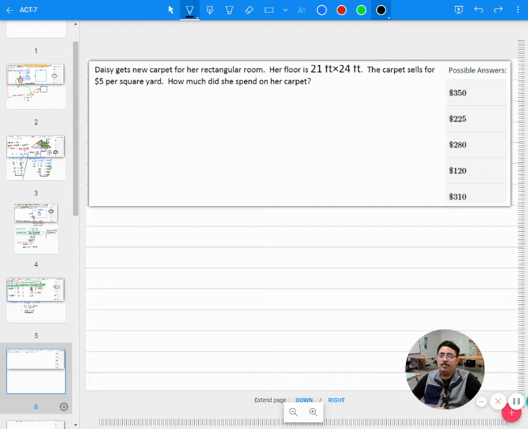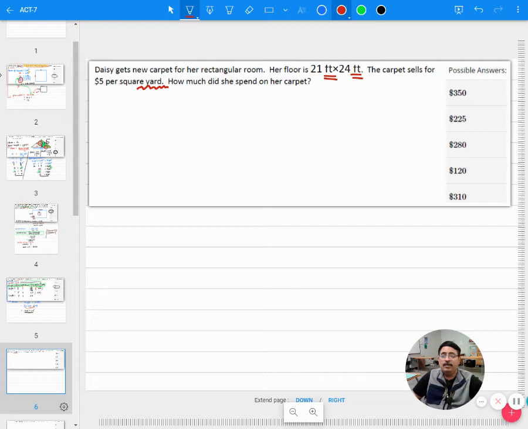Daisy gets new carpet for her rectangular room. Her floor is 21 feet by 24 feet. The carpet sells for $5 per square yard. So again, the tricky part in this question is there are feet here, and you have to convert them into yards.